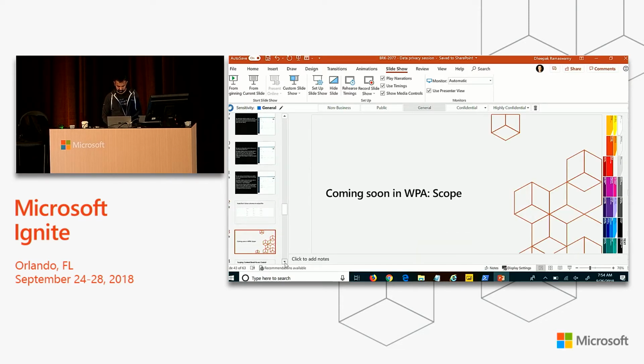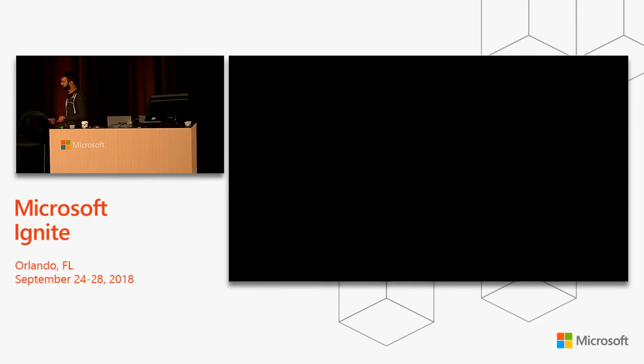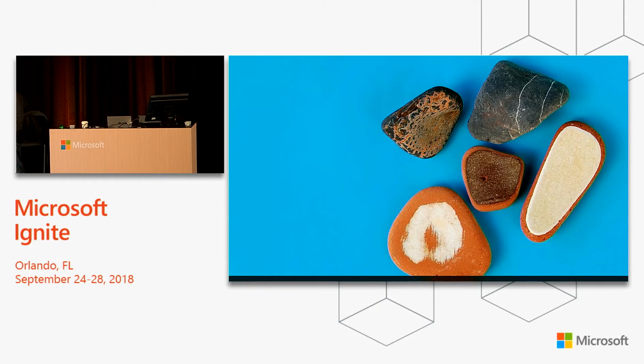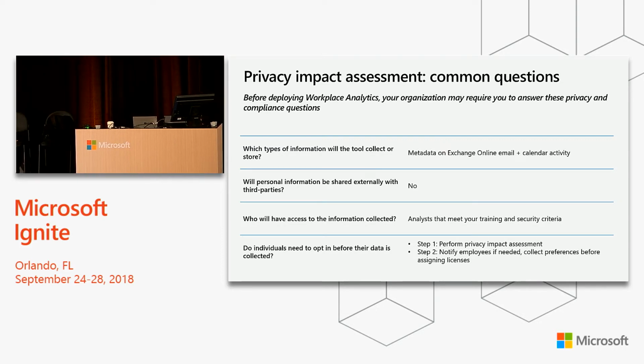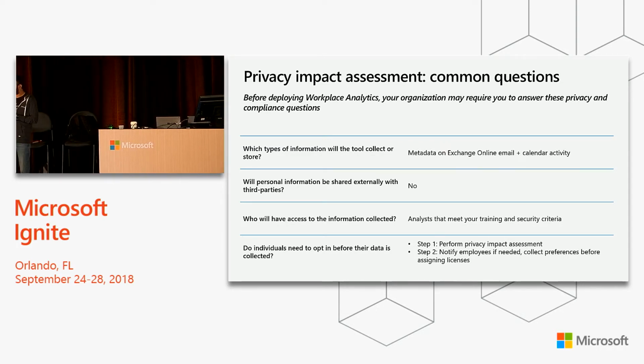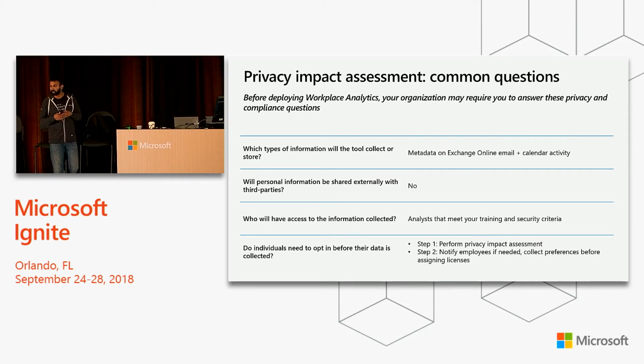We've also got scope, but I'll skip through that for now because we are running a little low on time. So I will go through the common questions that people ask when it comes to privacy impact assessments as part of workplace analytics. Again, the same question, what is the type of information? So today it's simply Exchange Online and calendar activity. Eventually we'll bring in Skype and Teams and all that kind of stuff. We will not be sharing this with anyone. Who will have access to the data is the analysts, and they need to meet your training.